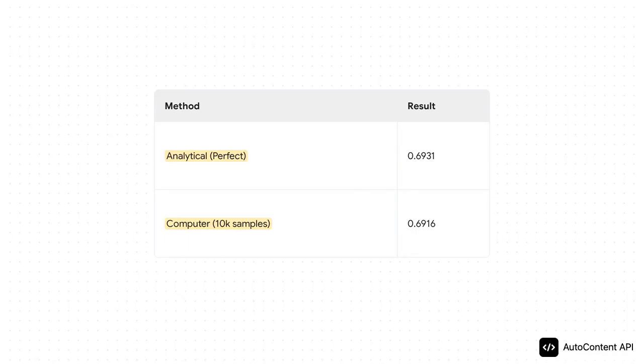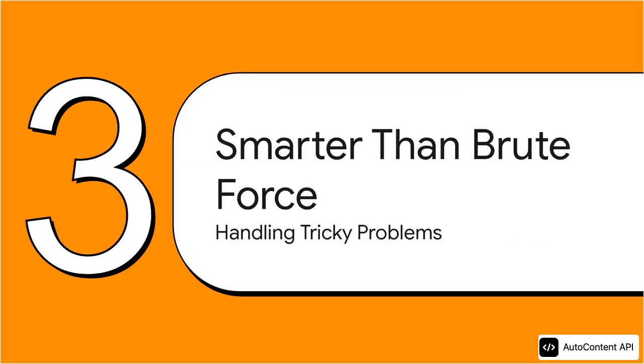The perfect answer, the one that took all that brain power, is 0.6931. The computer's super fast, good enough guess, it got 0.6916. I mean, come on. That is incredibly close. For pretty much anything you'd need in the real world, that's a home run. Okay, but that was a relatively straightforward problem. What happens when we throw it a curveball? Can simple brute force hang in there when things get really tricky?